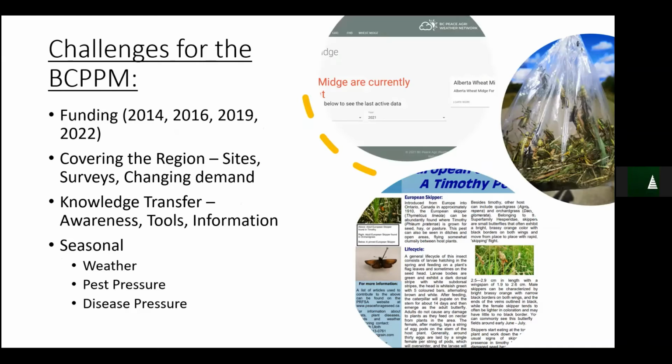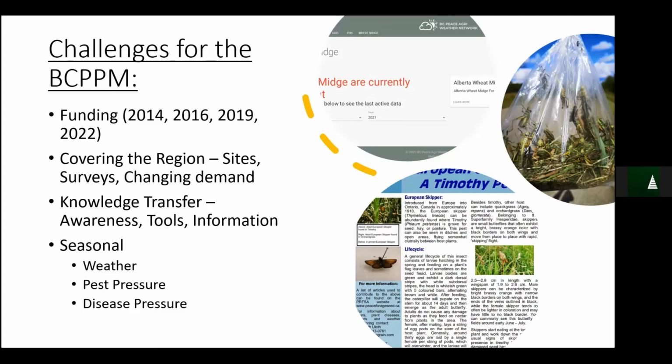We are always trying to acquire funding. We seem to be on a 2-year rotation for some of our funding, and it's always a bit of a challenge to try and get some long-term funding for the project. With that said, though, when we do, it's great.